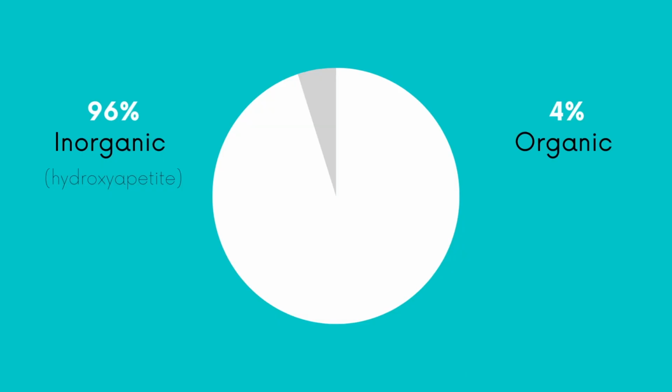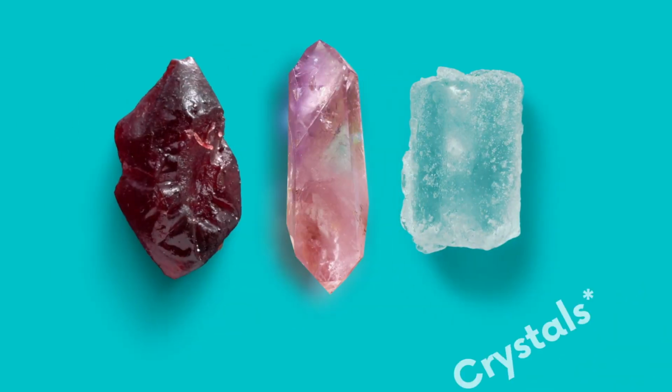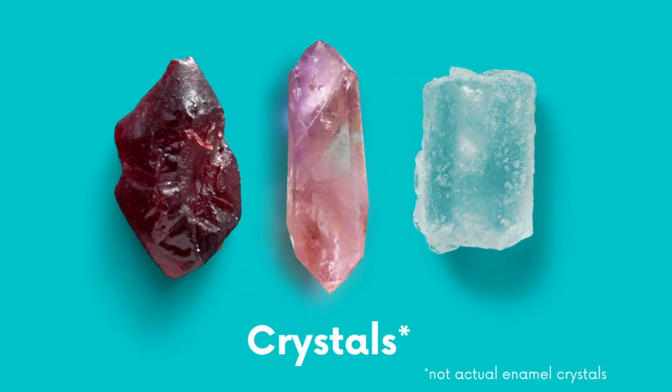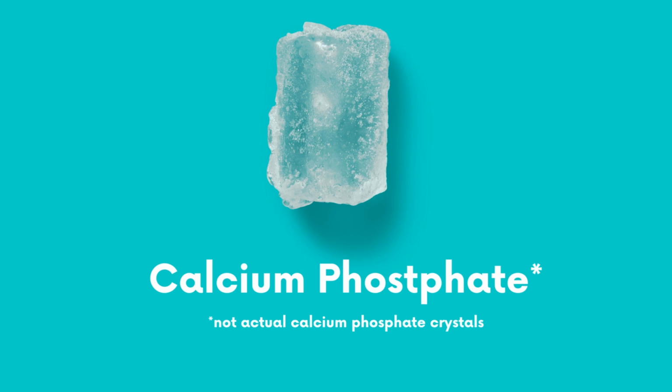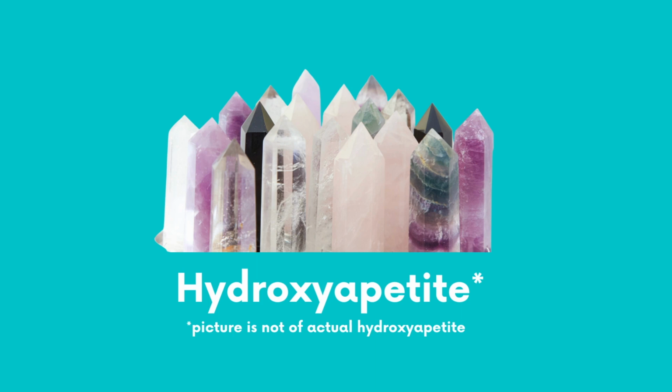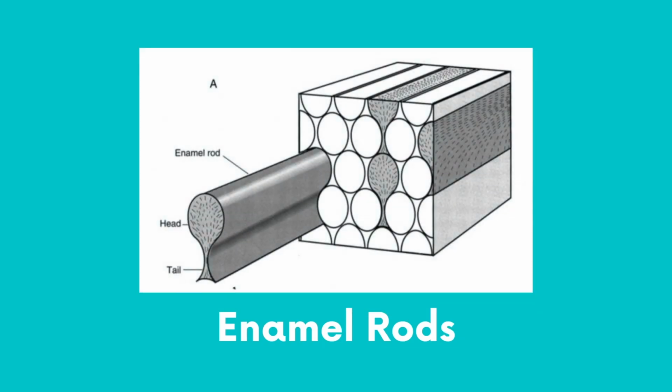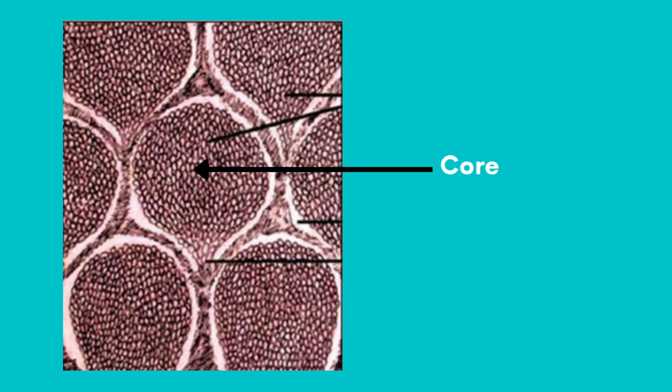And 4% organic/water. It has crystals, and the crystals are comprised of a mineral called calcium phosphate. These are arranged in a crystal structure, which is the hydroxyapatite. They're also known as the enamel rods. These rods are a highly organized system, and they have this keyhole, almost fish-like shape. The prisms themselves have a core and a sheath around them. Inside that core are the tightly packed hydroxyapatite crystals. The sheath has less crystals, and it has more space for the organic component.